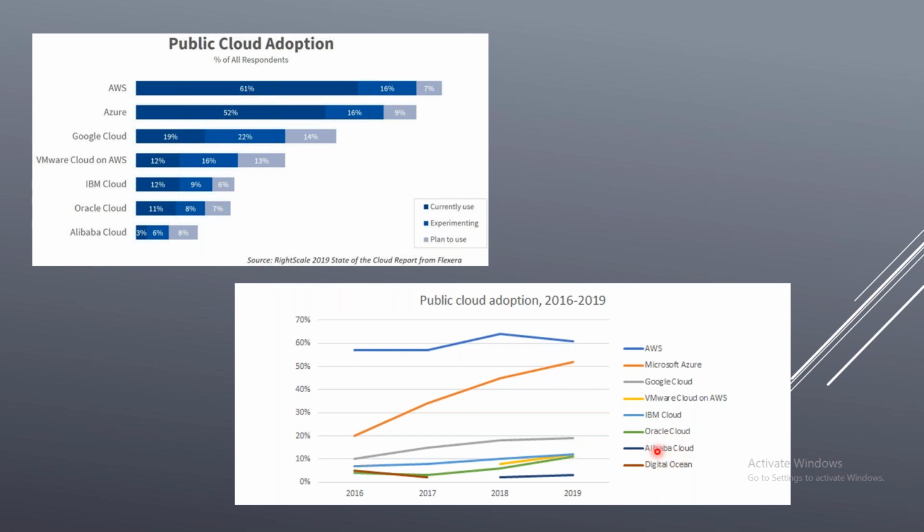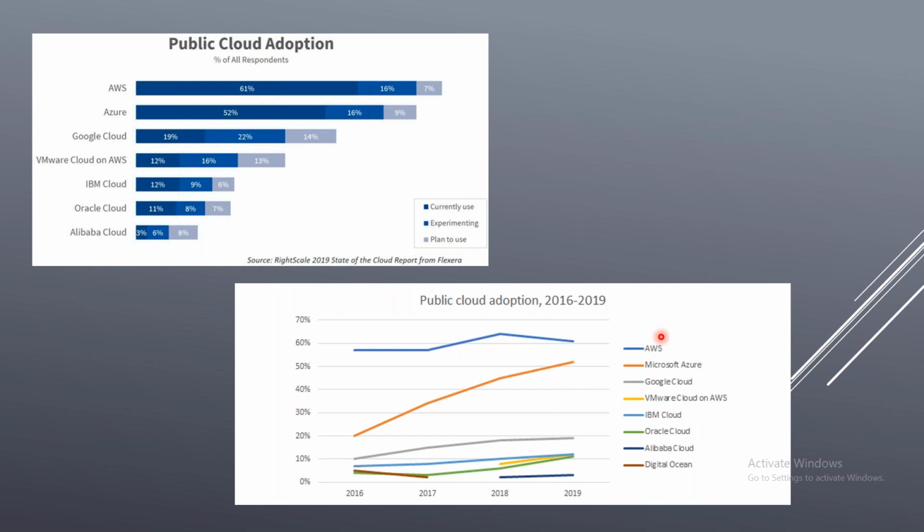Alibaba Cloud is a regional provider in the Asia market. They have good customers, but not heavy. DigitalOcean had a very good market in 2016, but because of the heavy competition from the top three providers, it is declining. Even VMware Cloud on AWS is growing. See, if you look here, it is 15-20% VMware Cloud on AWS.